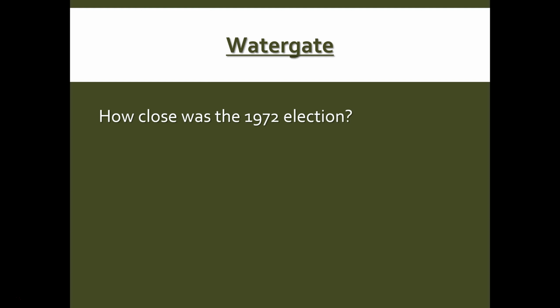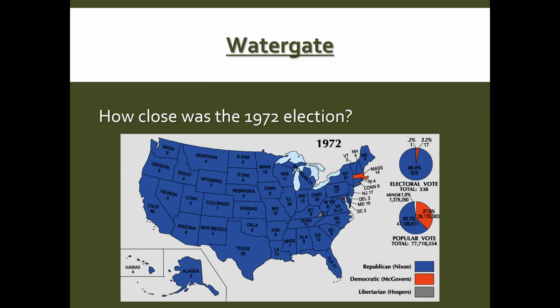All right, let's get into Watergate now. I'm going to show you a map here of 1972 in the election, and we're going to see how close was this election. Was it a nail biter? No, it was an absolute beatdown. Nixon just destroys the Democratic nominee, George McGovern. You can see the popular vote 60 to 38. The Electoral College 97%. Basically, this is about as much of a landslide as you could possibly get.